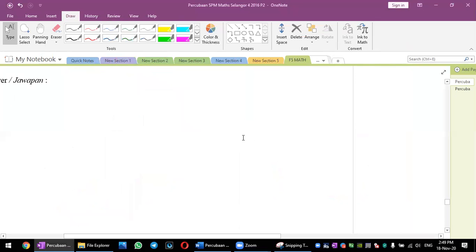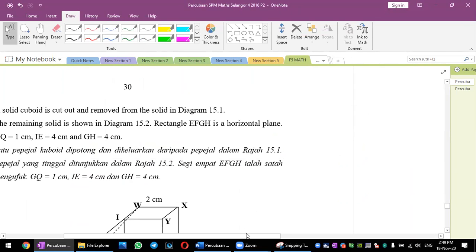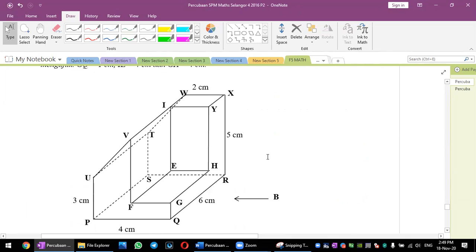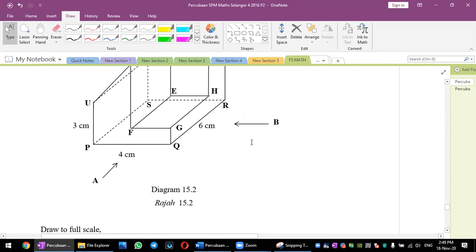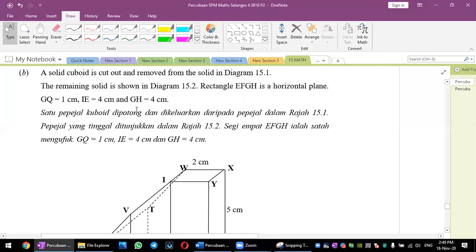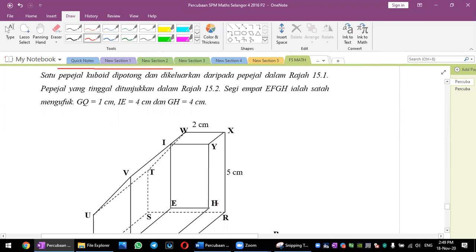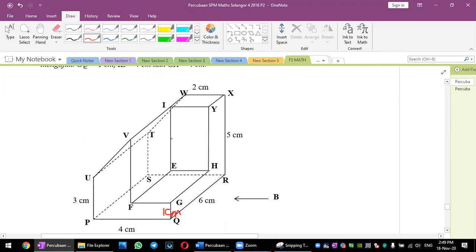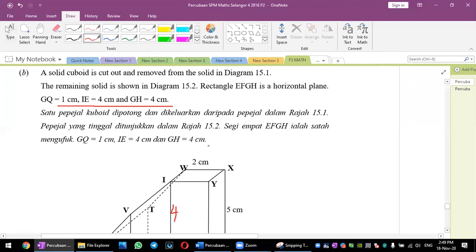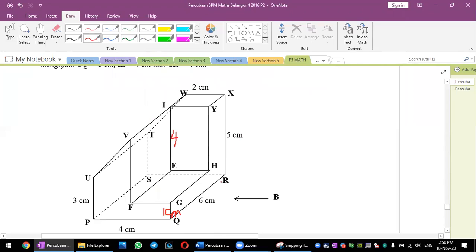Okay, next kita tengok ini pula. Okay, here now they cut the area already. They cut one part of the area. Then you see here, sure they will give you the reading. So GQ is 1 cm. GQ 1 cm. Okay, label here is 1 cm. And then IE is 4 cm. I to E here is 4 cm. Then GH is 4 cm. G to H here is 4 cm.